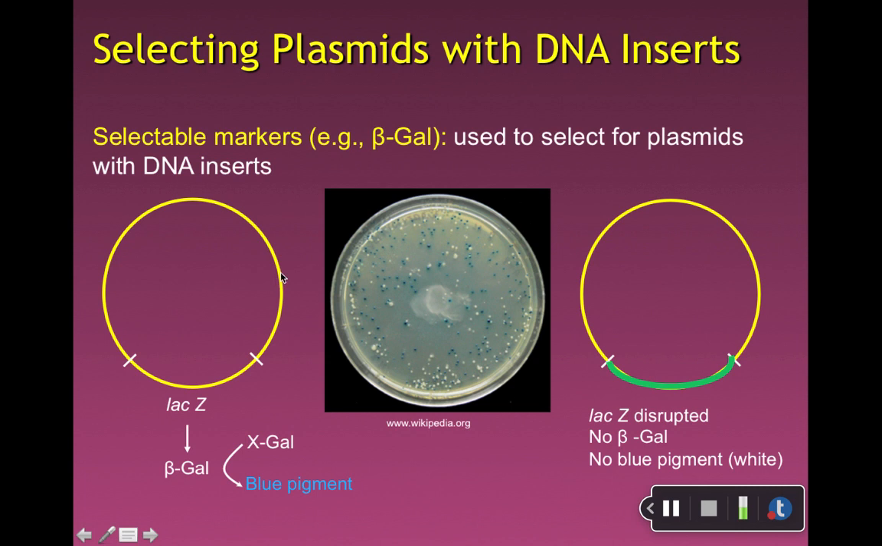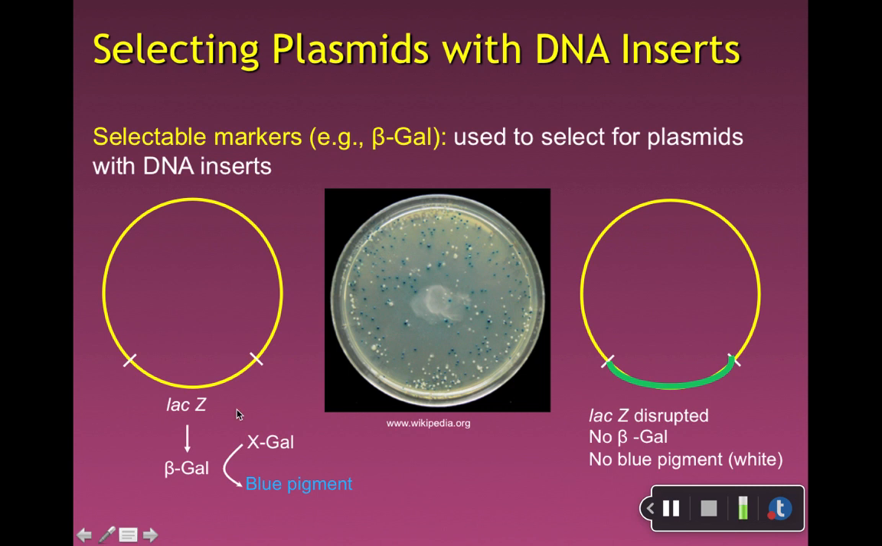And one that's commonly used is a gene that codes for beta-galactosidase, or beta-gal. And so what happens, the gene is the LAC-Z gene. You might have come across this in regards to the LAC operon at some point, but the LAC-Z gene codes for the enzyme beta-gal. If we then grow the bacteria on medium containing a substrate known as X-gal, the enzyme can convert the X-gal to a blue pigment.